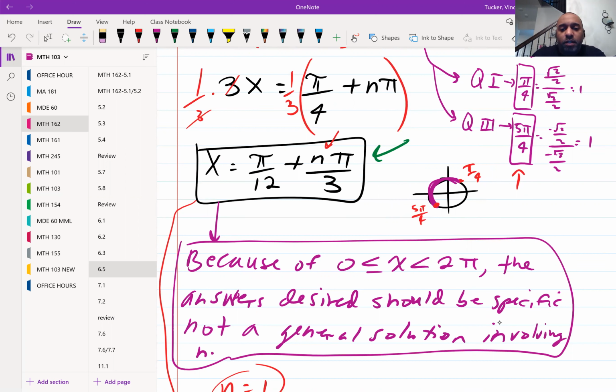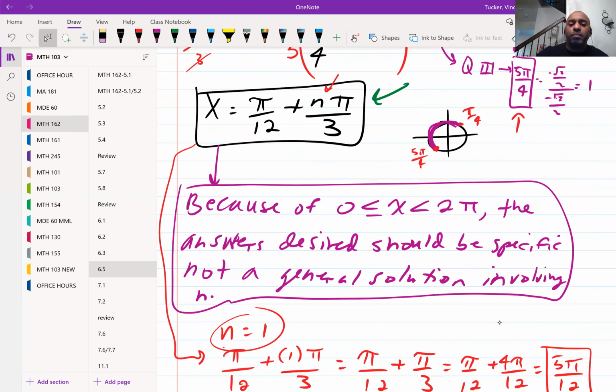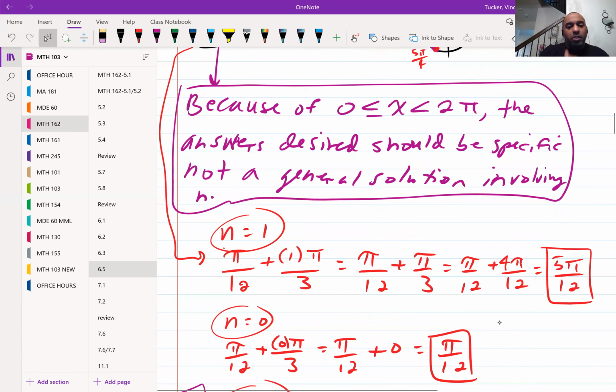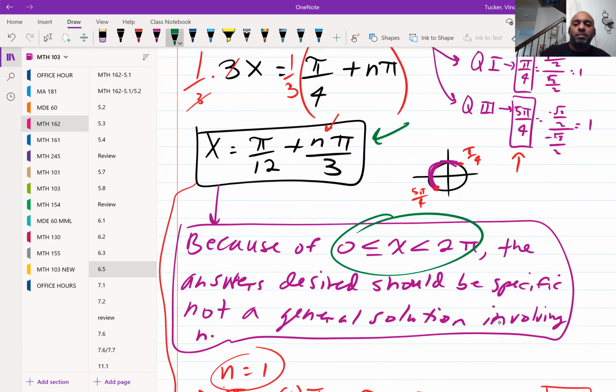So now, because x is between 0 and 2 pi, the answer desired should be specific, not a general solution. So if it didn't give us that 0 to 2 pi, I could stop right here. But because it does, now I need to go plugging in values for n and figure out how many of my answers will actually fit this description. So I should have started with 0, because remember, we're talking about 0 to 2 pi.